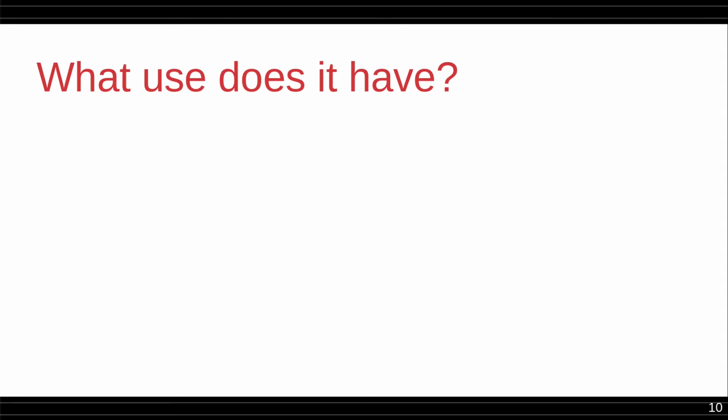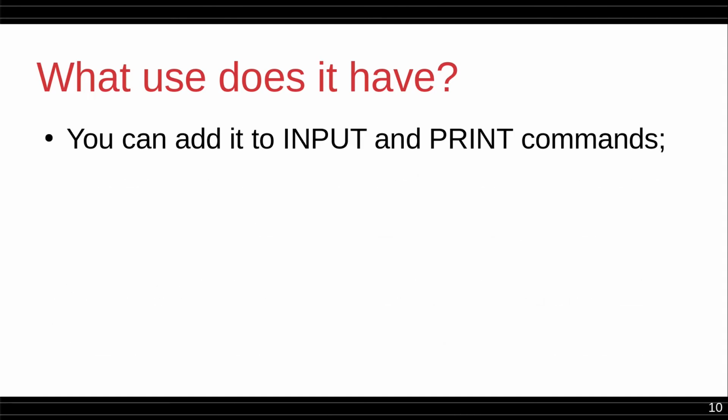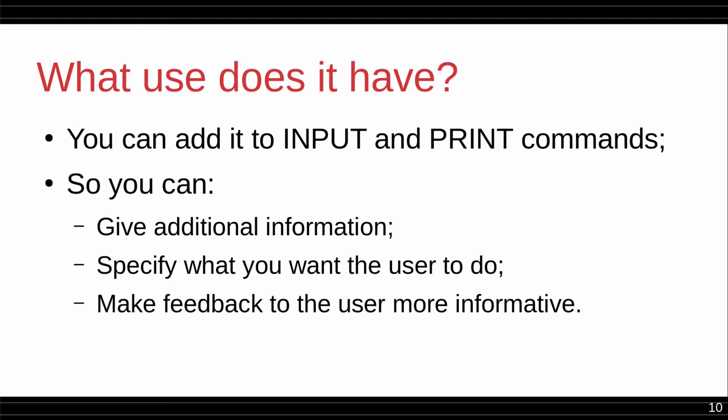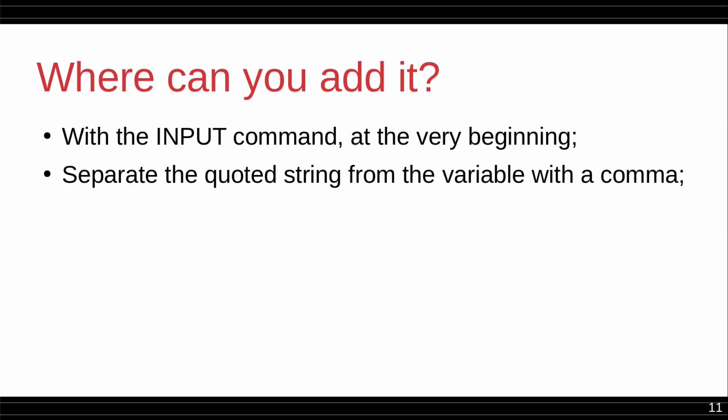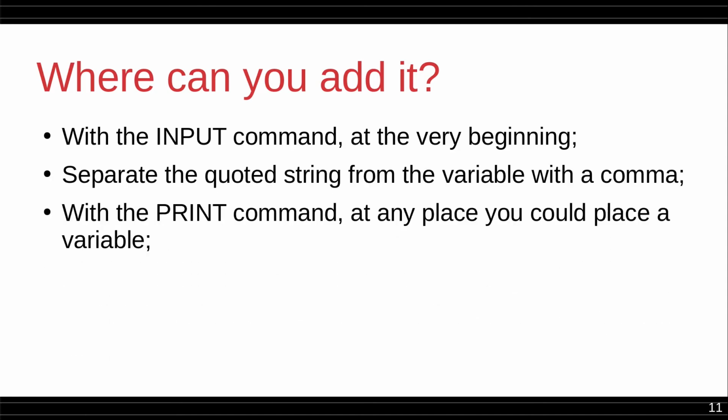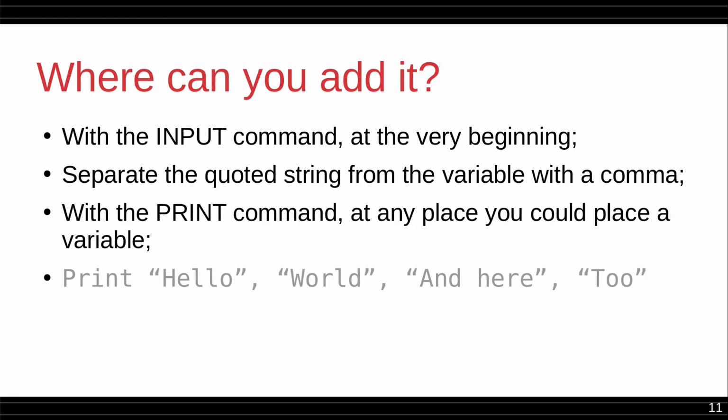Now, what can you do with quoted strings? First, you may put them in a print or input statement so you can give some feedback, clarify things, or give some additional information. The input statement allows just a single string, right before the variable you want to assign the value to. The print statement allows a bit more. Since every place you can put a variable in, you can put a quoted string in. And yes, that means you can have a print statement with only quoted strings and no variables at all. Or a print statement with both variables and quoted strings, as long as you separate them by commas.